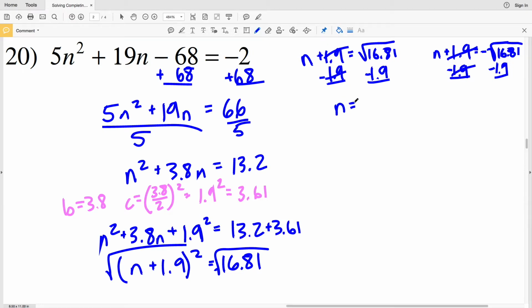So in that first equation, n, when I take the positive square root of 16.81 and I subtract 1.9, I'll get a positive 2.2. And in that next equation, my n, when I take the negative square root of 16.81 and subtract 1.9, I'll get a negative 6. And that's because the square root of 16.81 equals 4.1. So 4.1 minus 1.9 equals 2.2, and negative 4.1 minus 1.9 is a negative 6. So my solutions in number 20 are 2.2 and negative 6.